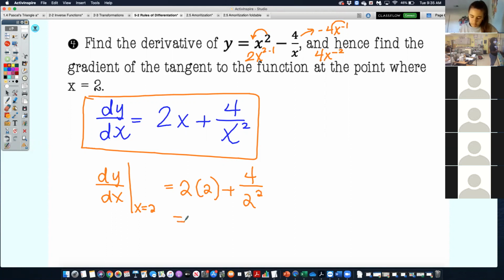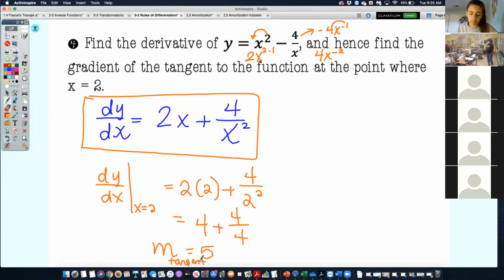Two times 2? 2 squared? So what is my gradient? 5. Very good. And again, this is the gradient of my tangent line.